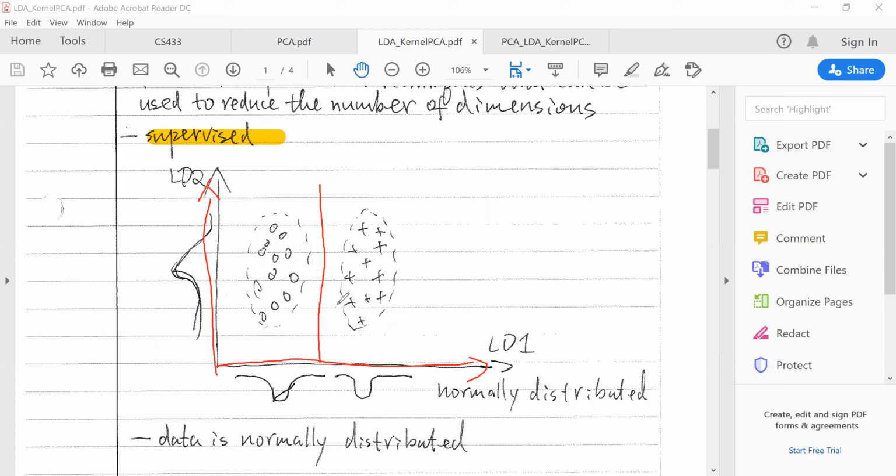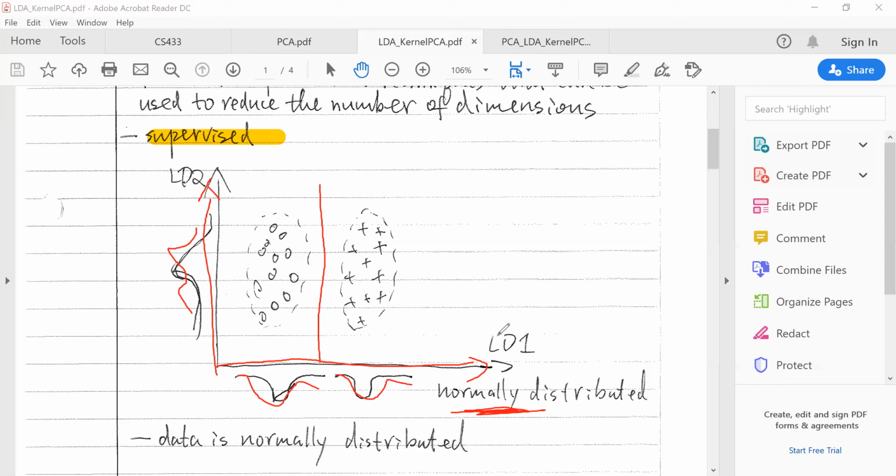And also over here, we said the data needed to be normally distributed. Based on LD1, the distribution of the data is normally distributed, okay? And for this, it's also normally distributed. Even if you pick LD2, it's also normally distributed. Because it's a normal distribution, we can apply this LDA.